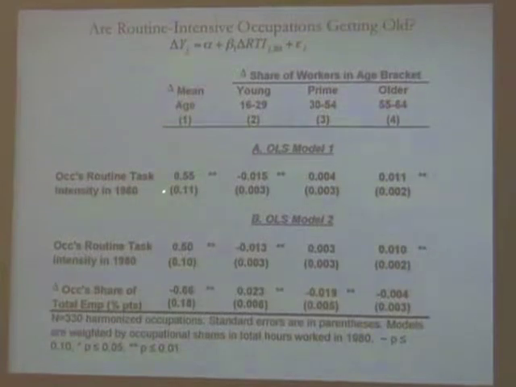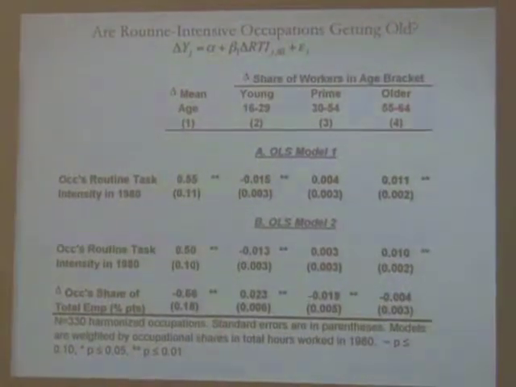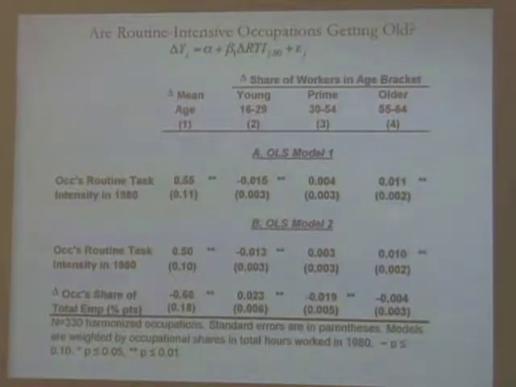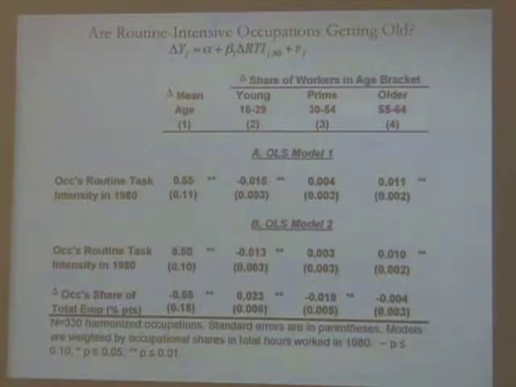So what you again see is that routine intensive occupations, those in the middle of the distribution, are getting old. You're not surprised by that, because you know exactly all the correlations among these variables, but that's what we'd expect.